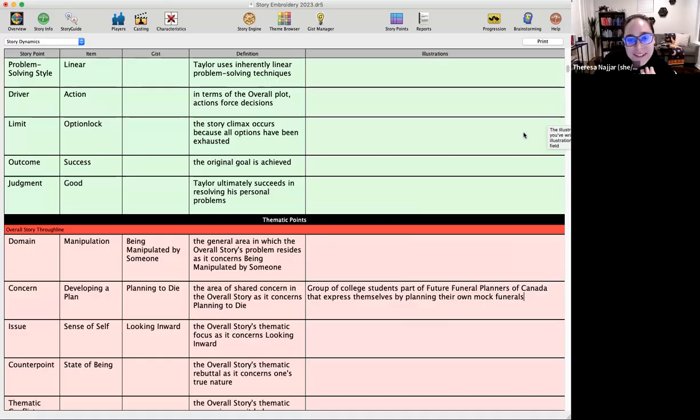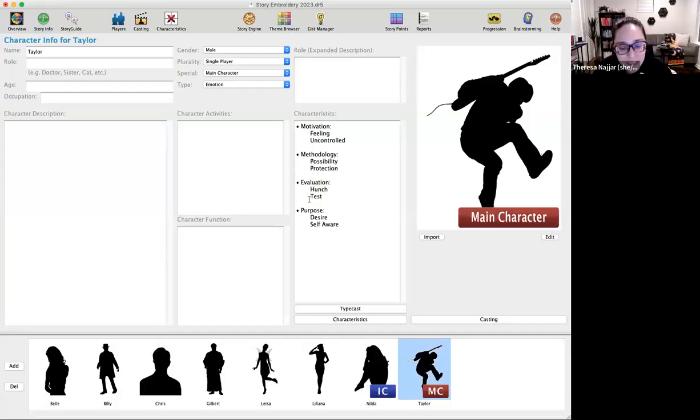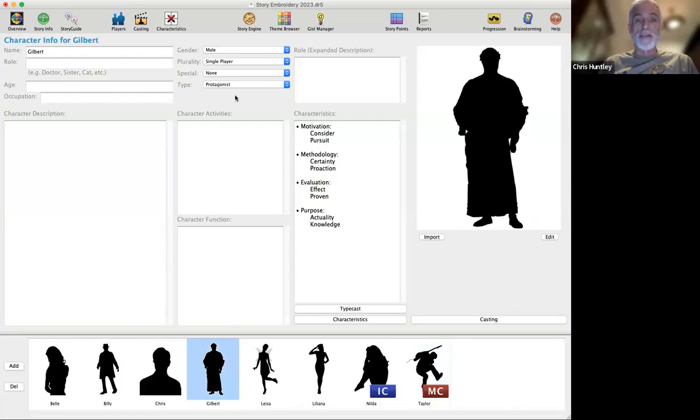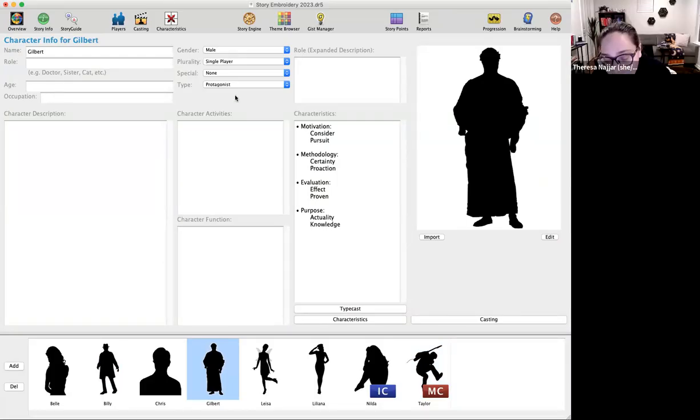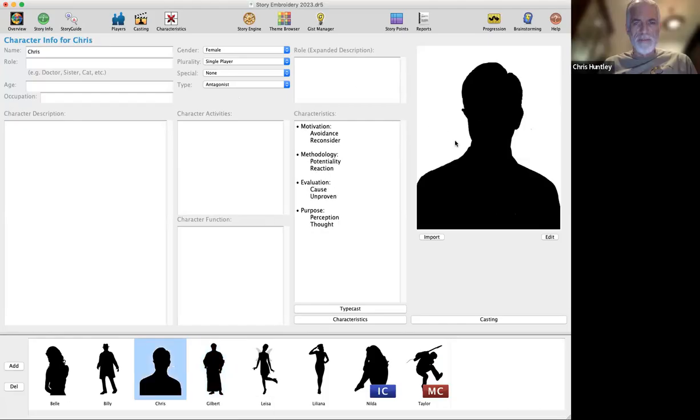Okay, so given that, can we go back to the players? Can I see Billy real quick? I guess I need to pull that list up. He's a sidekick. And Gilbert? He is the protagonist. Oh, interesting. And Chris is the antagonist. Okay. And it's female, but it has a very androgynous look. Got it. Okay.